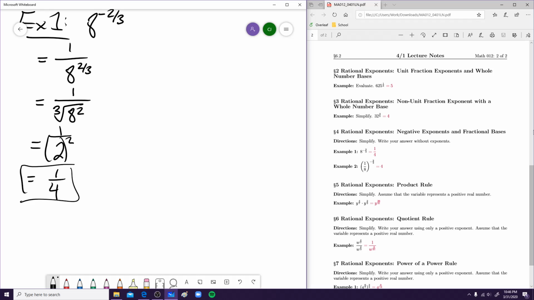But now, what if I do 8 squared first? Would I get the same answer? Let's see. If I do the 8 squared first, I'm going to get 1 over the cube root of 64. Now we have to ask ourselves, what to the 3rd power is equal to 64? We get 4, because 4 cubed is 64. So as you can see, whichever way you do it, you will get the correct answer, as long as you compute it correctly. It's up to you which one you prefer more.